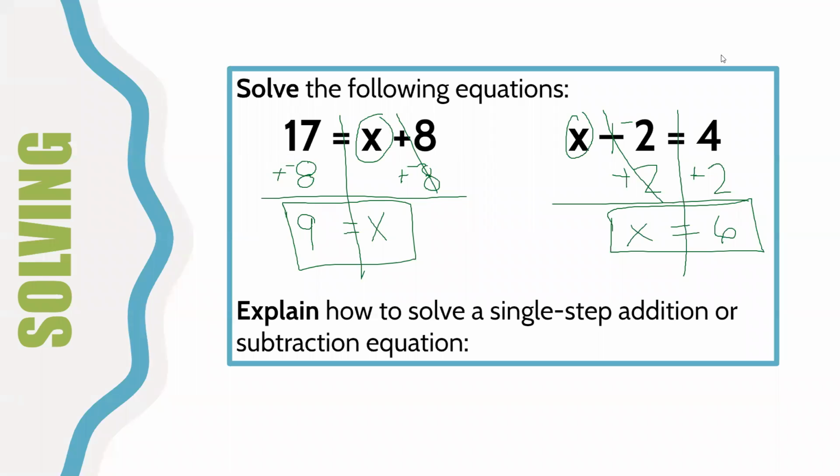For the first problem, you should have gotten x equals 9. And for the second problem, you should have gotten x equals 6. So now I want you to think to yourself how I would answer this question. It says, explain how to solve a single-step addition or subtraction equation. So think about how I, the teacher, would answer this question. How would I explain this to somebody?